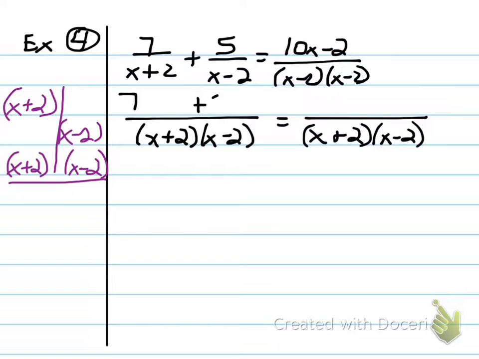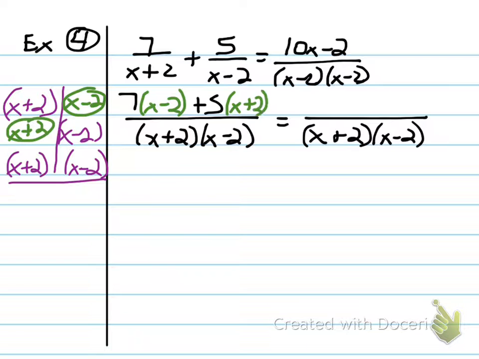All right, so my old numerators are 5 and 7, 7 plus 5, and we need to see what factor I was missing from this denominator right here of x plus 2, and I was missing this factor of x minus 2. So I need to multiply the 7 by x minus 2. On this other denominator over here, I'm missing the factor of x plus 2, so I need to multiply the 5 by x plus 2. And on the right side, we had both of those factors already. So I don't need to multiply 10x minus 2 by anything.